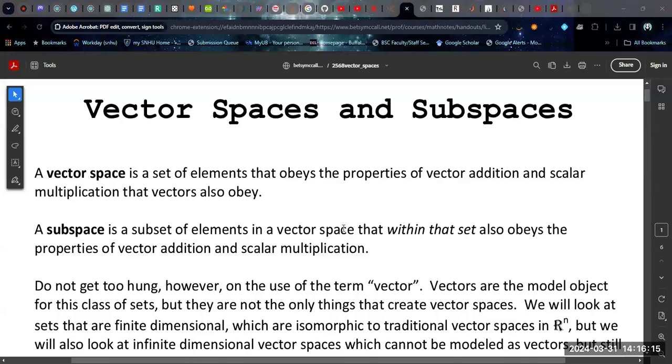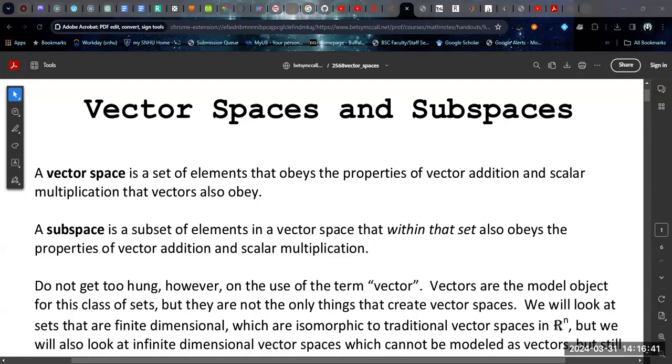Okay, so in this video, we're going to be looking at vector spaces and subspaces. And primarily, we're going to be looking at whether a subset of a vector space is a subspace. Now, a vector space is a set of elements that obeys the properties of vector addition and scalar multiplication, the same ones that our traditional vectors in Rn also obey.